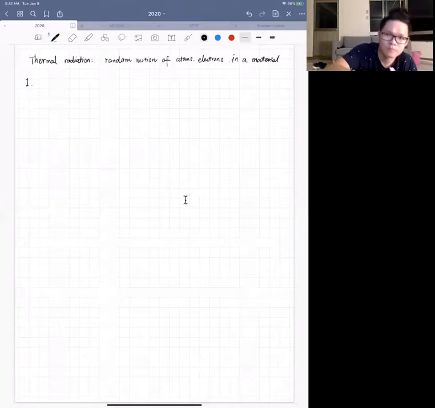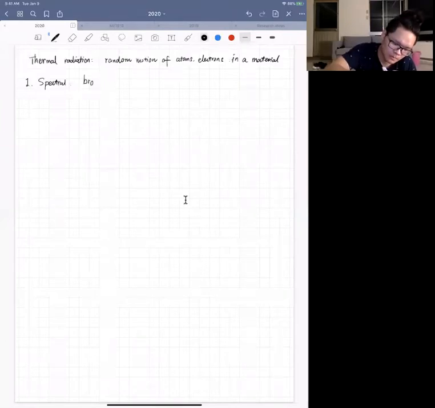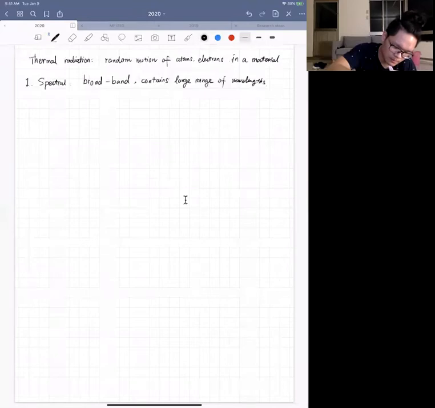So the first feature is that thermal radiation is spectral, which means it contains a wide range of different wavelengths of electromagnetic wave. Sometimes we say that thermal radiation is broadband, containing a large range of wavelengths. We will quantify this a bit later today.